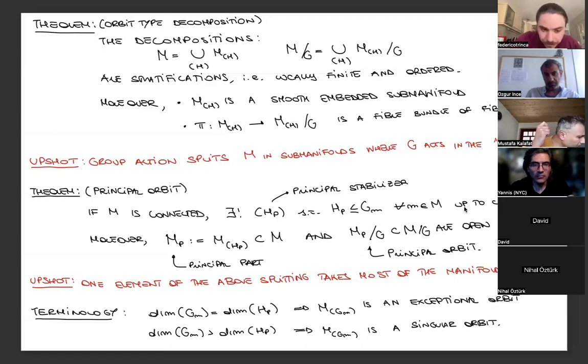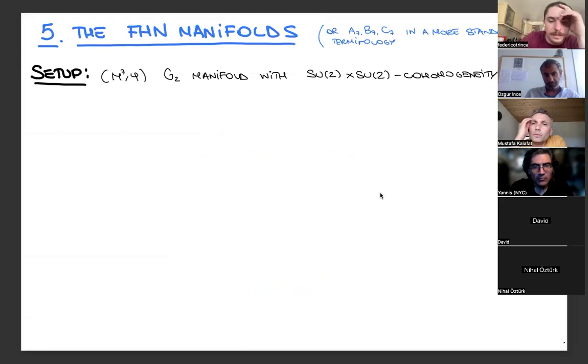Well, if not, I will conclude by just mentioning and giving a brief description of the Foscolo-Haskins-Nordström manifolds. This is non-standard terminology. Usually in the literature, you will see them as A7, B7, and C7 manifolds. And these are the recently constructed G2 manifolds with symmetry SU2 times U1.